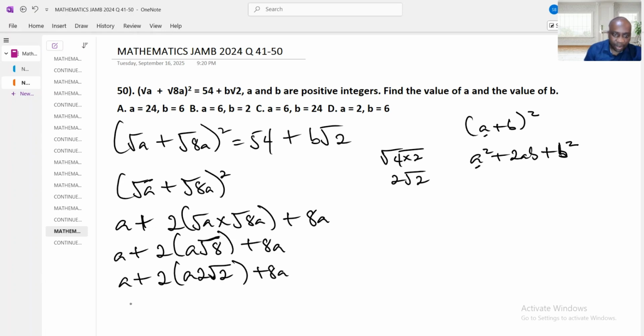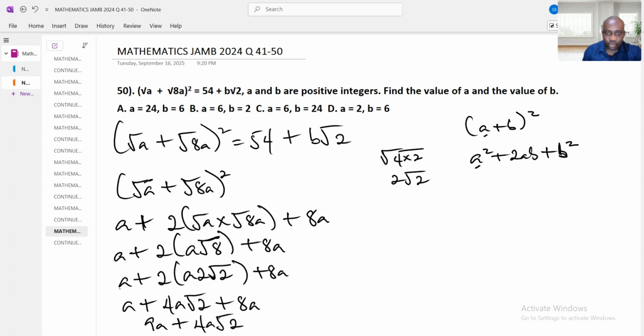That's why I have this one, plus 8A. Now, I can still open further. 2 times 2A gives me 4A, so 4A square root of 2, plus 8A. This 8A plus this A, they are the same thing, from the same parents, therefore we can add them together. It will give us 9A plus 4A square root of 2.